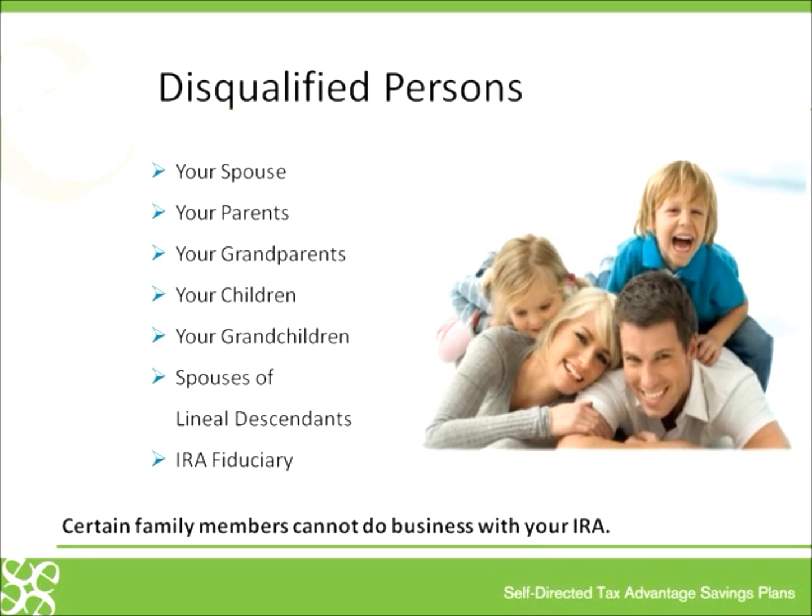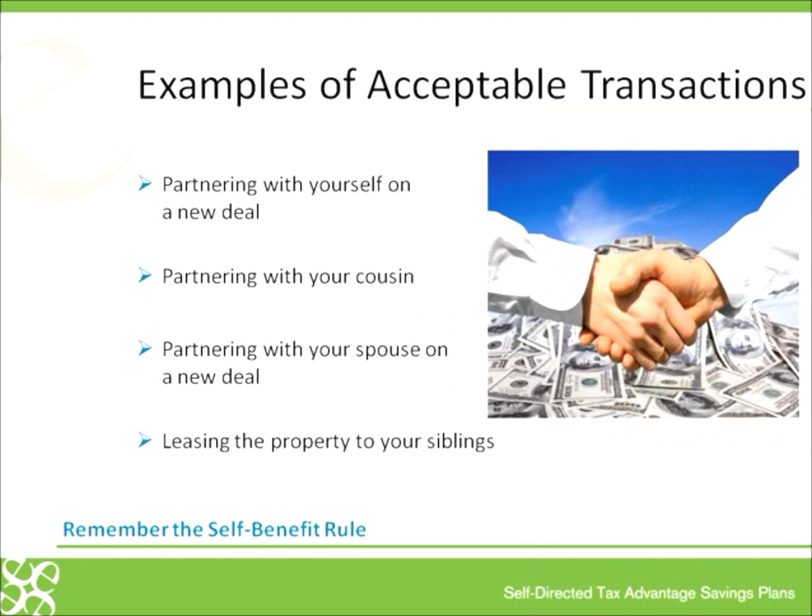So we talked about some prohibited transactions. What are examples of acceptable transactions here between you and your IRA? One would be partnering with yourself. So let's say your IRA wants to purchase a larger deal, commercial property or a fourplex or what have you. You can partner, you as an entity and your IRA as an entity, partner together as long as it's a new deal, going to purchase a property from a third party.